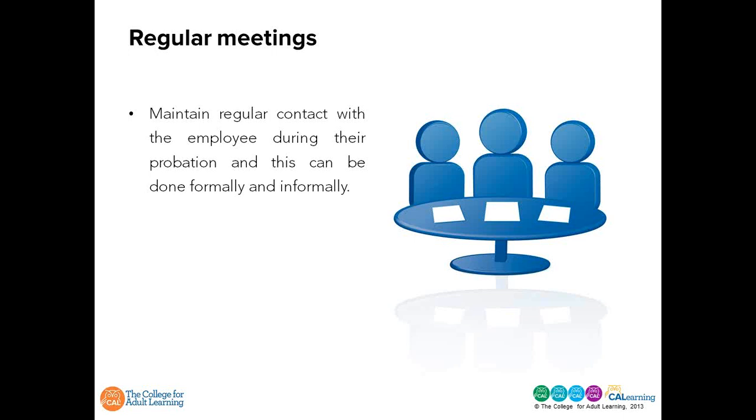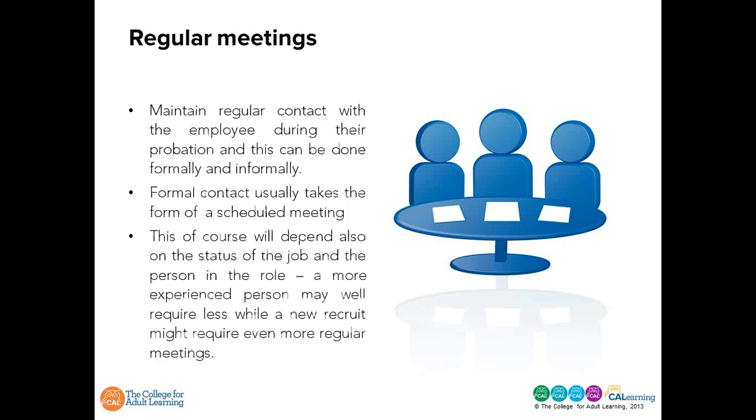Regular meetings. Now, as I've noted, it's really important that you maintain regular contact with the employee during their probationary period, and this can be done both formally and informally. Formal contact usually takes the form of a scheduled meeting or meetings, and here I would recommend at least fortnightly meetings for the first 6 to 12 weeks, maybe reducing back to monthly meetings after the first 3 months or earlier if things are going well and you and your employee are really quite confident that there are no issues. This, of course, will depend on the status of the job and the person in the role. A more experienced person may well require less, whilst a new recruit may require even more regular meetings.